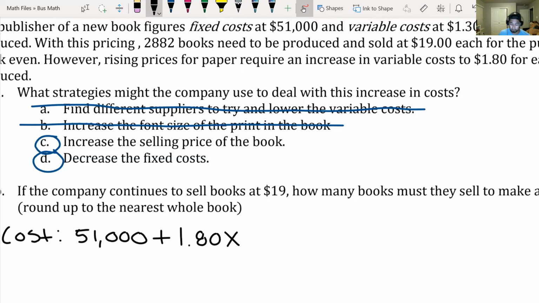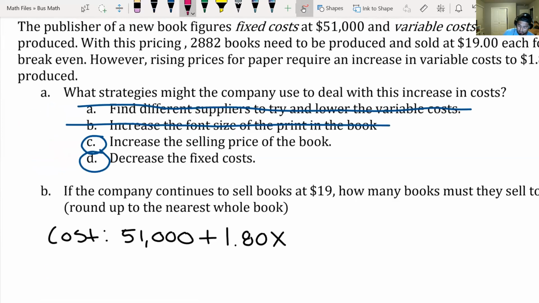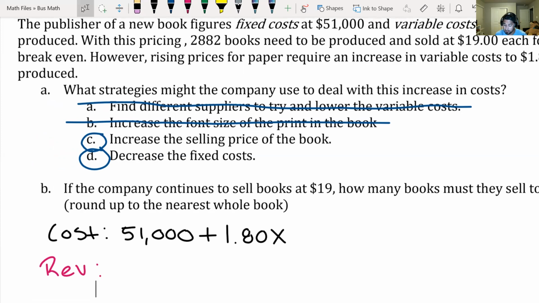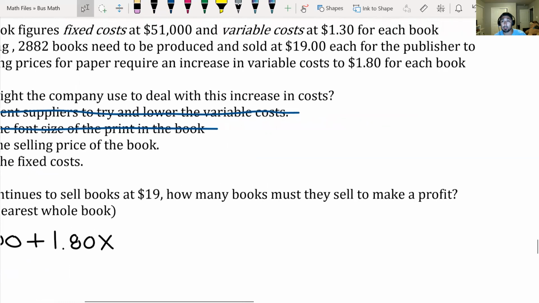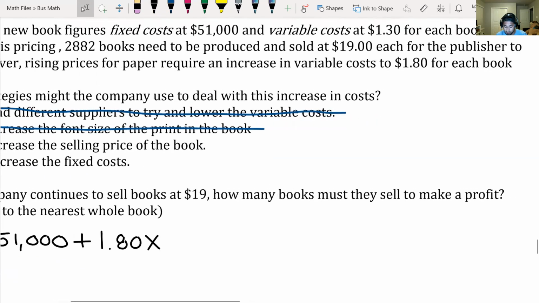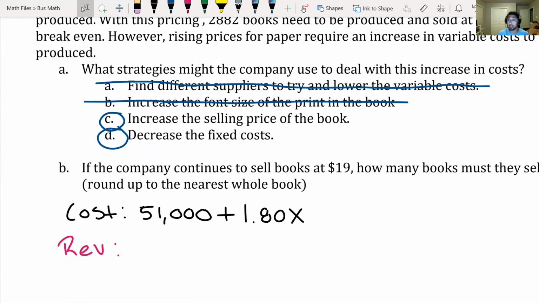So there's our cost. Now let's look for our revenue. All right, so for revenue, it says that these books need to be produced and sold at $19 each. So remember, revenue is items we're selling times price. So our revenue is going to be given by 19x.